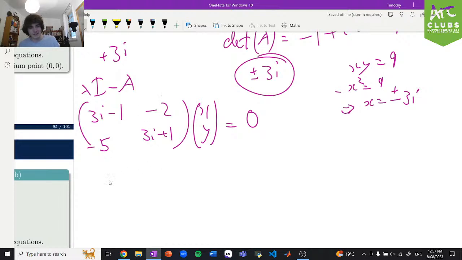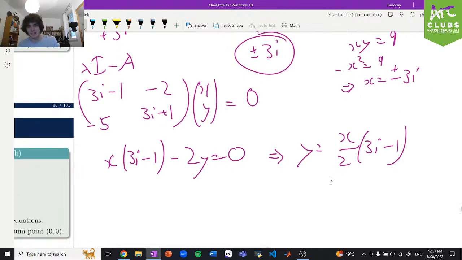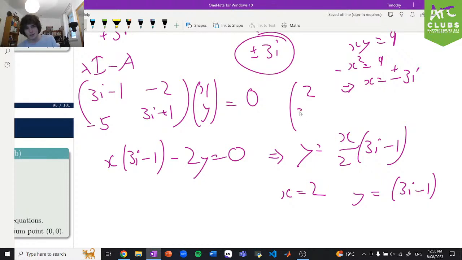Let's write out these equations then. So x times (3i minus 1) minus 2y is equal to 0, which gives you y is equal to x on 2 times (3i minus 1). From there we can just pick two of our values. Let's set x equal to 2, because that makes things nice. We can then say y has to be equal to 3i minus 1. So that gives us our eigenvector of 2 and 3i minus 1, which, you know what, in hindsight, was not horrifically hard to solve.